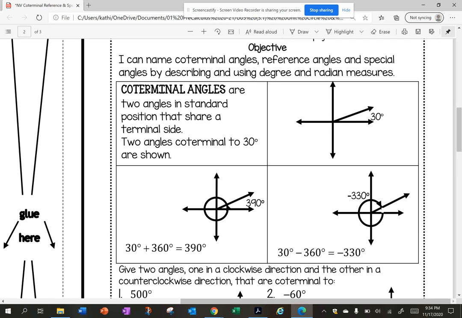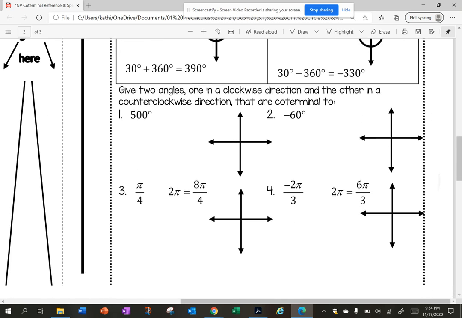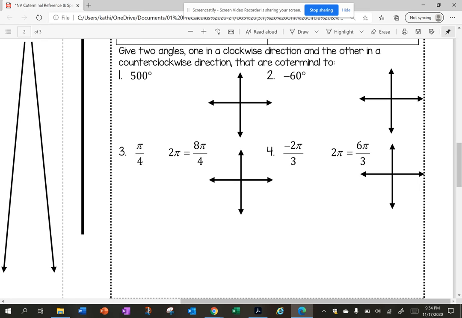Okay, so let's practice a couple of these. Let's do some in degrees and some in radians. So I'm going to add and subtract 1 revolution. So that's 360 in degrees or 2 pi in radians.